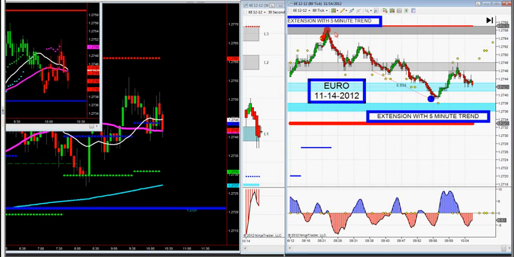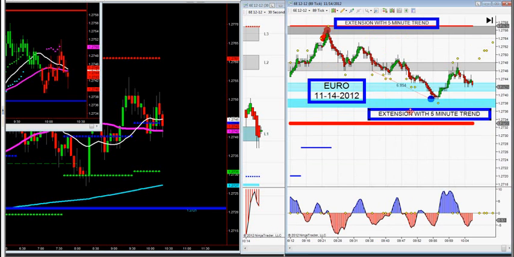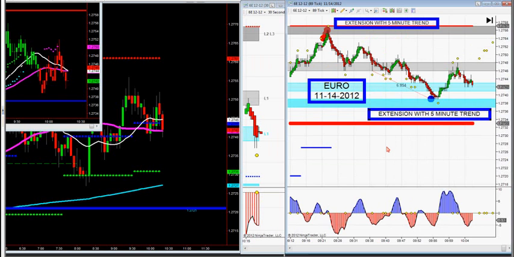Let's go over this. This is called the J extension with trend. There is a 5-minute trend filter built into this extension software. This software works on all markets right across the board. I don't care if you trade the Dow, S&P, silver, whatever you trade, this works on all markets.